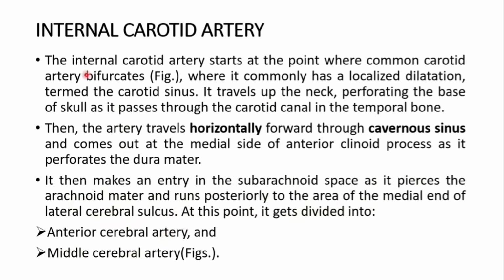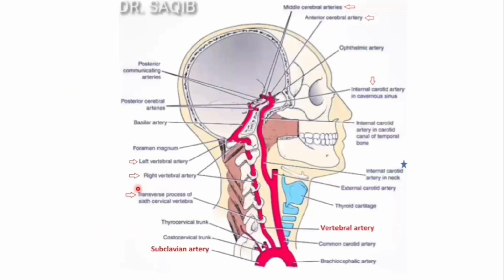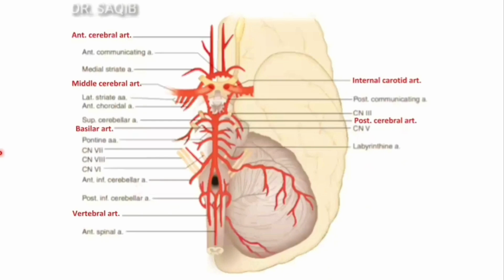I told you these are branches of the internal carotid. From here, you can see this is the internal carotid artery, and this one branch is the anterior cerebral artery, and this is the middle cerebral artery. So these two are branches of the internal carotid artery.